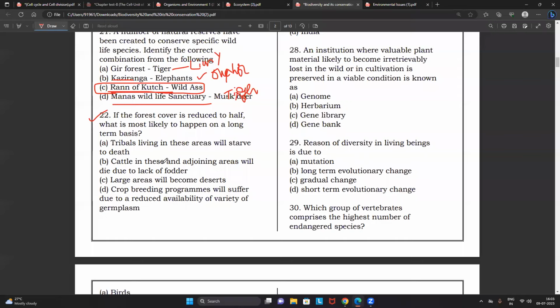It's a simple question. Think it. When you think, only then can you understand. What they're saying is, if the forest cover is reduced to half, and see, in order to make us confused, they have given a statement about what is most likely to happen.